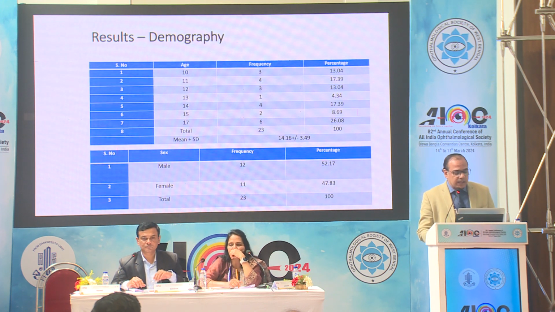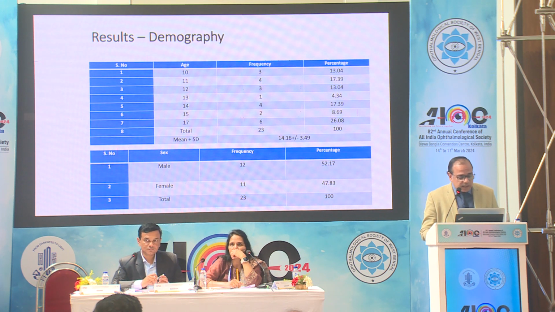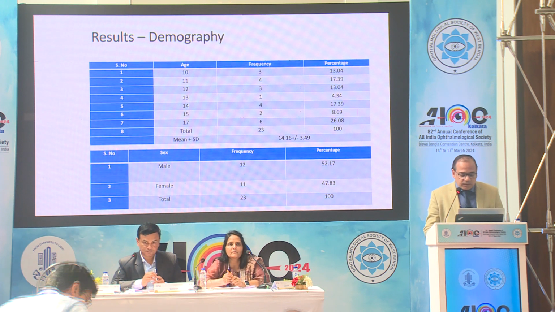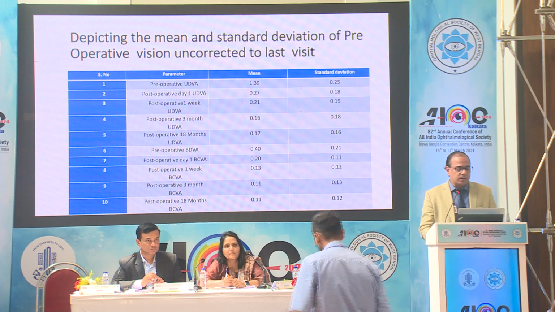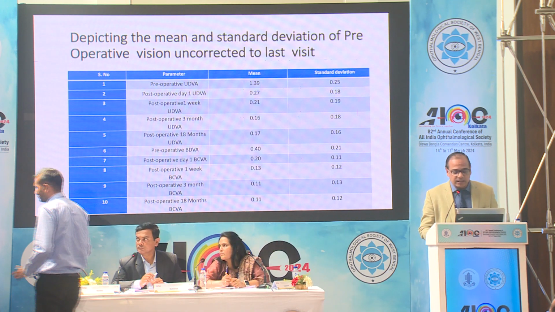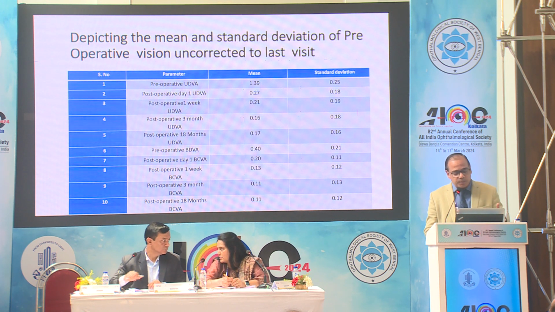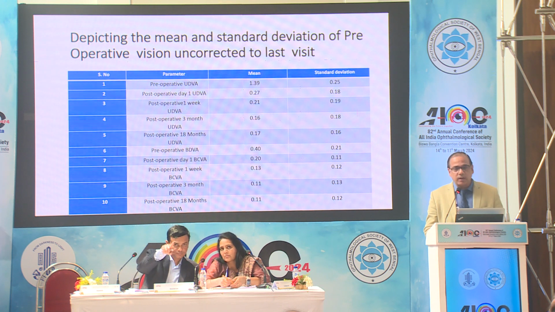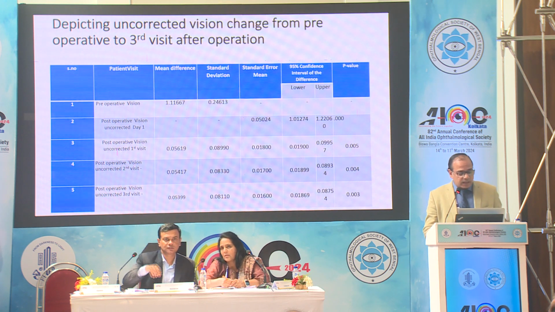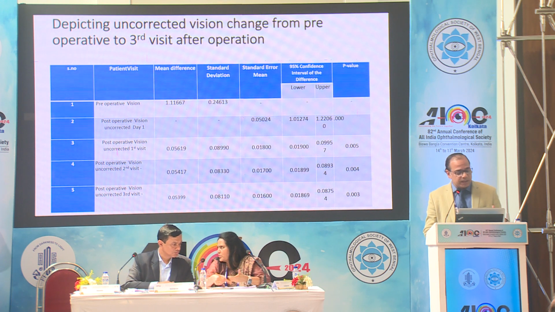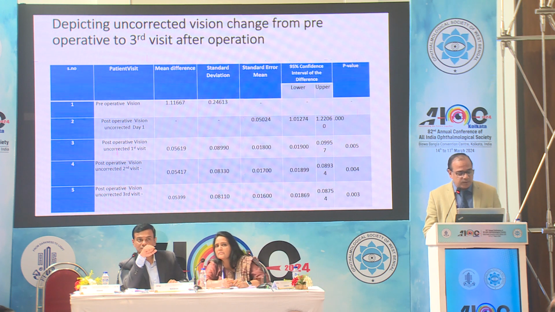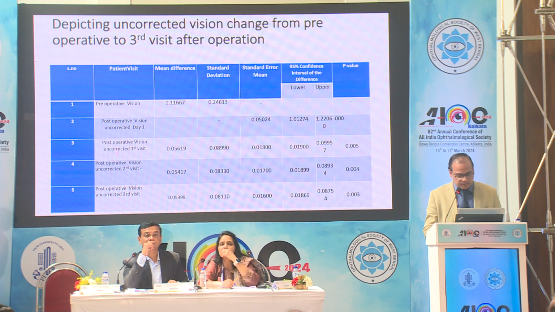So, results: age group from 10 to 17, and a total of 23 patients were there, with 14.16 plus minus 3.49, and almost equal male to female in both the groups. This is the table depicting the mean and standard deviation of preoperative vision, uncorrected, to the last visit. Visual acuity improved from 1.39 to 0.11 at the last visit. Again, when we talk about the uncorrected visual change from preoperative to the third visit after operation, there was a significant p-value, from 1.11 to 0.05.